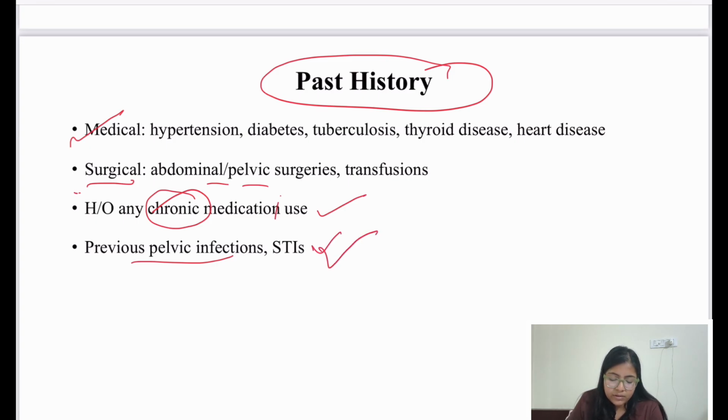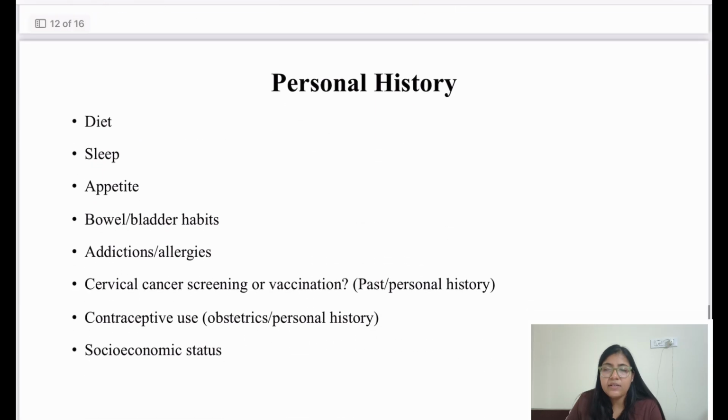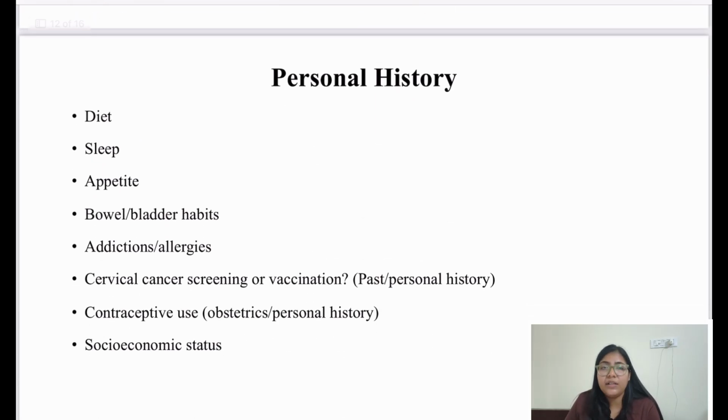So here it is. In family history, ask about history of diabetes, hypertension, TB, malignancy. Malignancy is important because a history of these cancers in the family is a risk factor for endometrial, ovarian or breast cancer in our patient. History of twinning and genetic disorders you can also ask, but it's more important in an OBS patient. Then personal history: ask about diet, sleep, appetite, bowel, bladder habits, any addiction or allergies.